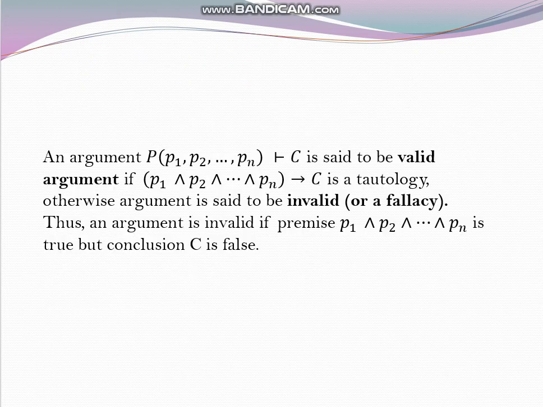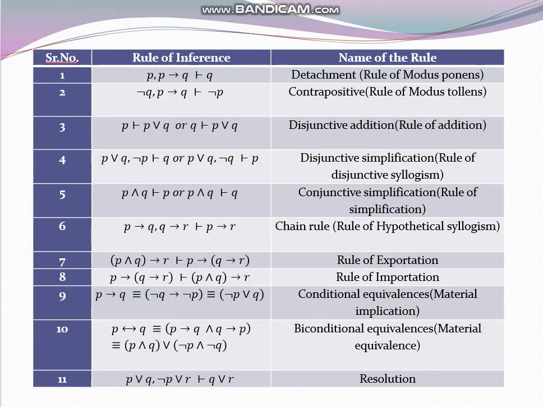The argument is said to be valid if P1 and P2 up to Pn, if all the propositions are considered to be true, or if they are taken in an AND statement, it should imply that C is a tautology. Otherwise, the argument is said to be invalid or a fallacy. Thus, an argument is invalid if premises P1 and P2 and P3 up to Pn are true, but conclusion C is false. We have some rules of inference.